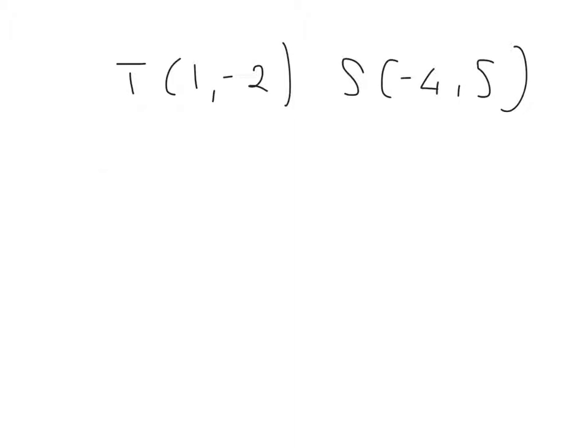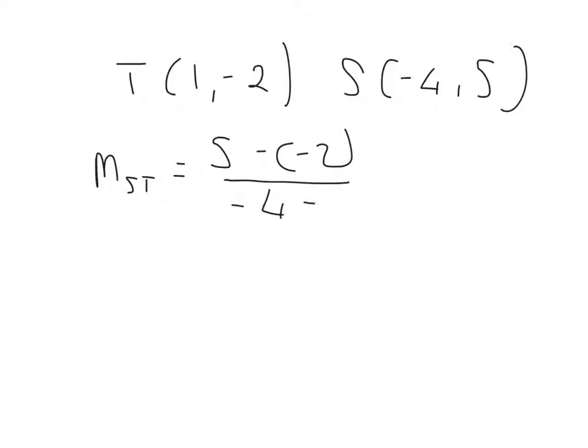Well, first of all, let's find the gradient of ST, so that will be given by y2 minus y1 over x2 minus x1. So that's 5 minus minus 2 over minus 4 minus 1. 5 minus minus 2 is 7. Minus 4 minus 1 is minus 5.